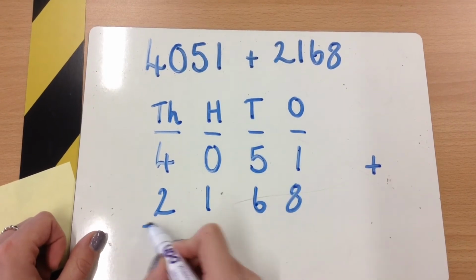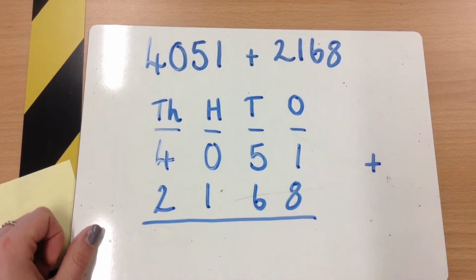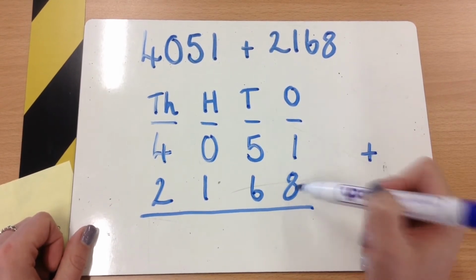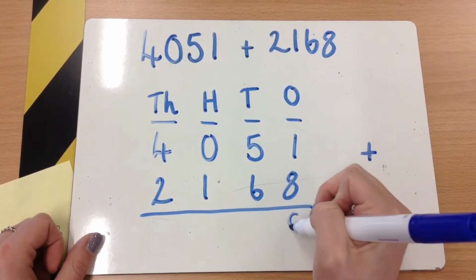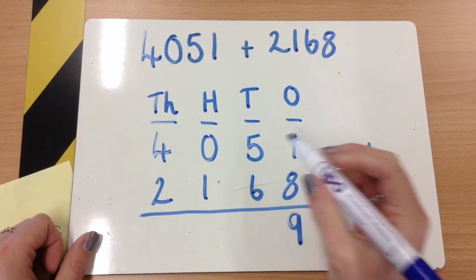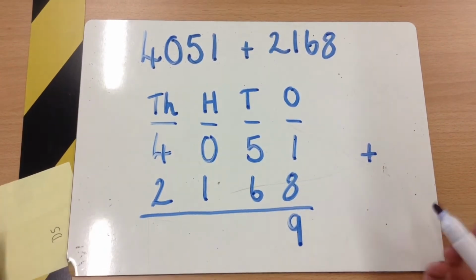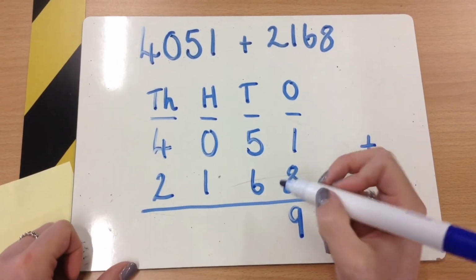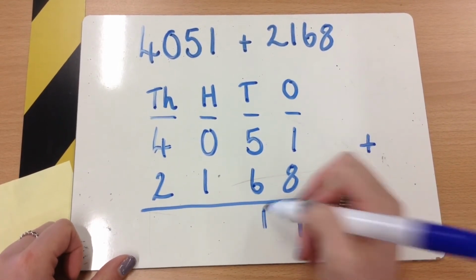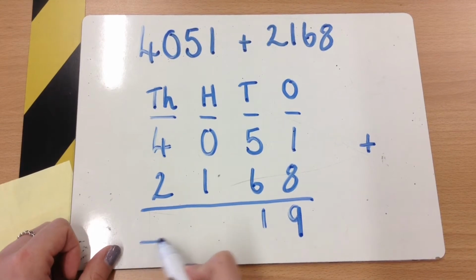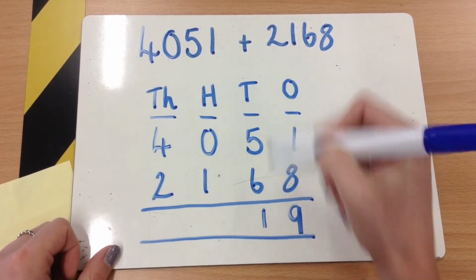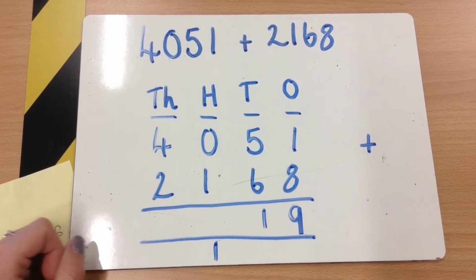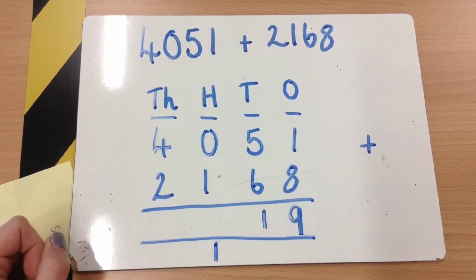Now we have to remember we always start with the ones column. We start on the right when we're adding. So let's start off by doing 1 add 8, which would give us 9. Now we've got 5 add 6, or 50 add 60, because we're in the tens column. So 5 add 6 I know would be 11, or 110 if we were thinking of it as tens. Okay, so now because I've got 110, I need to make sure I rename. So I'm going to put my 100 over in this column. I'm going to move it across.